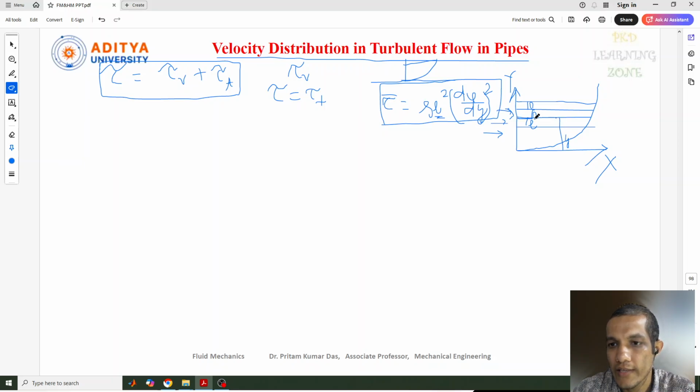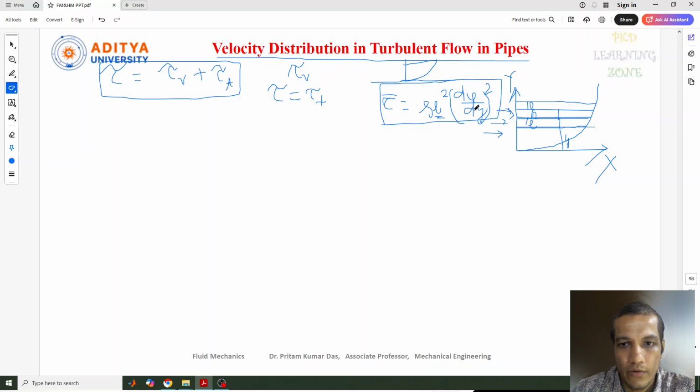Taking this as the average, to identify the velocity distribution at this point, we take Y minus L, and for the next level, Y plus L. By that we can identify the velocity distribution for this flow. This has already been discussed previously.